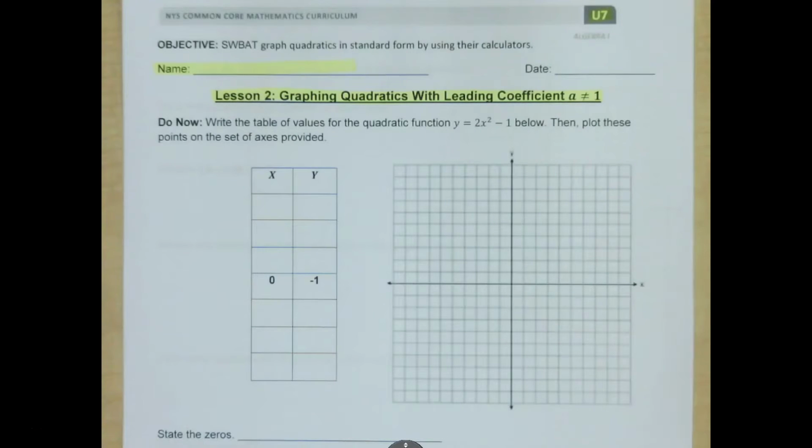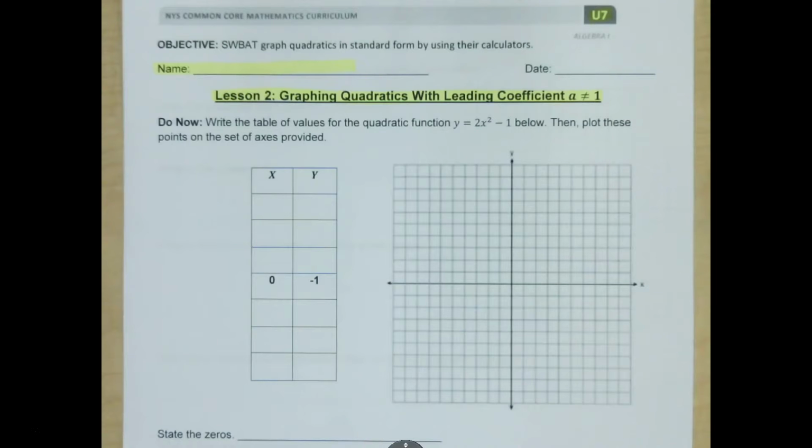All right, make sure that your name is written down at the top. And let's jump on in. So again, as we look at the do now, it says, write the table of values for the quadratic function y equals 2x squared minus 1 below. Then we want to plot those points on the set of axes provided.